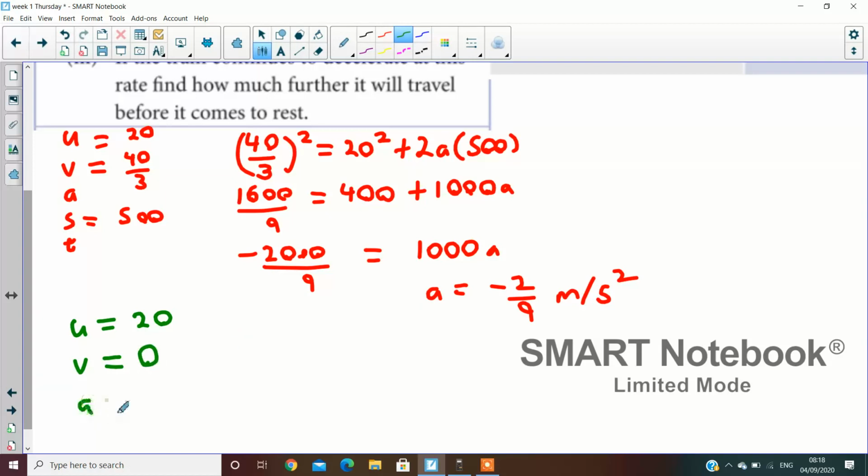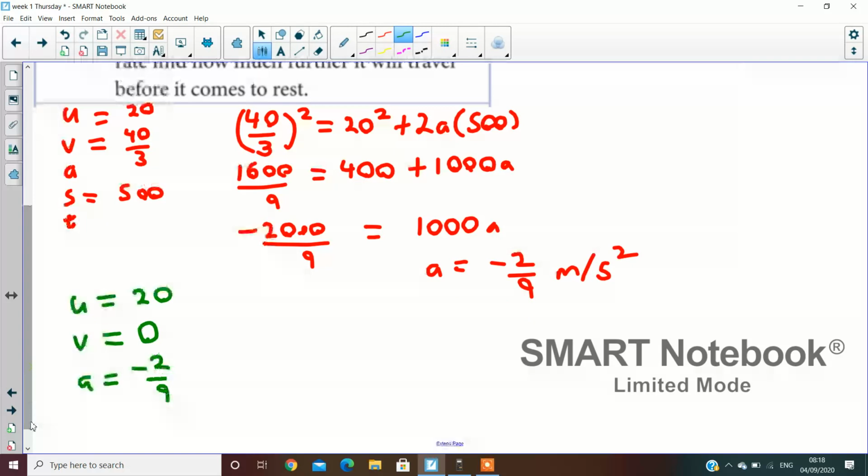Does your acceleration stay the same as the last question? Yeah, same train, same situation. And you're asked for how much further it will travel. So is that an s or a t question? s, a direct s, and then take your 500. It will be a bigger number than 500. Can anybody tell me why? Because you're traveling further before you come to rest. So the s value will be bigger, and then you just take away 500 to see how much further you actually went. Off you go.